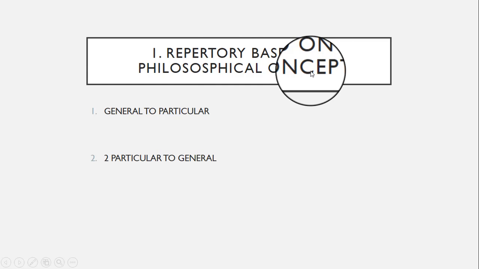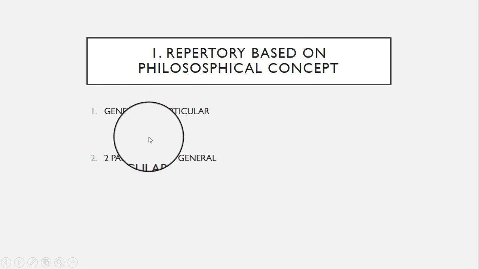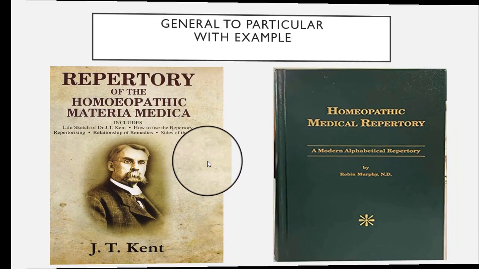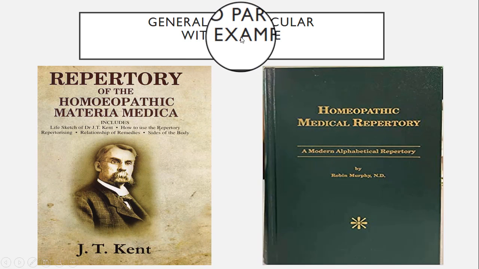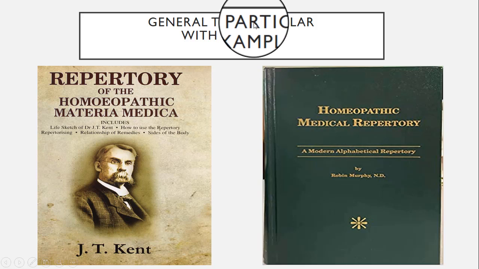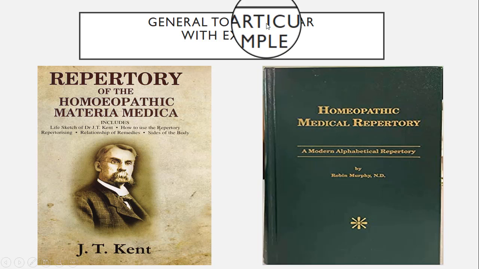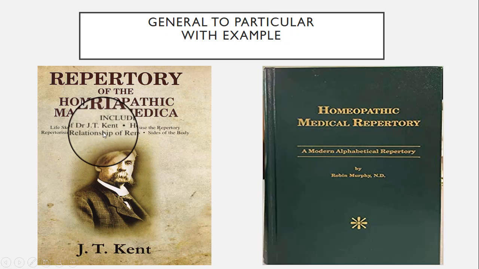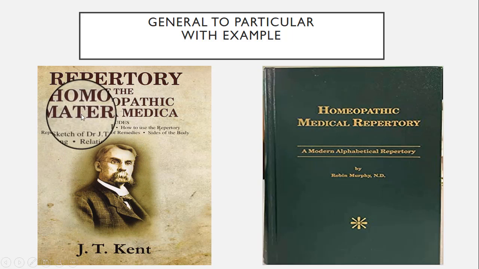They are again subdivided into two subtypes, general to particular and particular to general. First of all, we'll talk about general to particular with the examples. Based on the concept of general to particular premises, the general is given prime importance, then follow the characteristic particulars. Examples you can see here on the screen, we have provided pictures: the repertory of homeopathic materia medica by Dr. J.T. Kent.